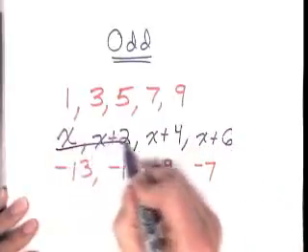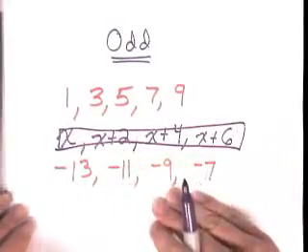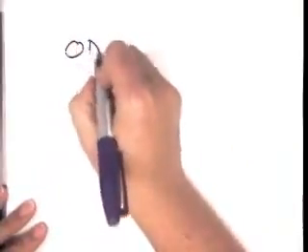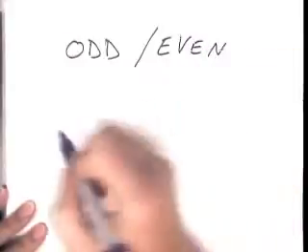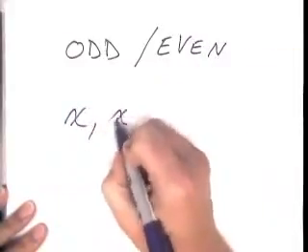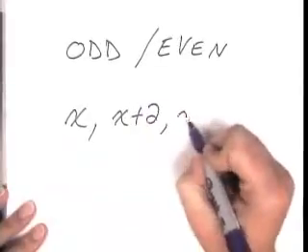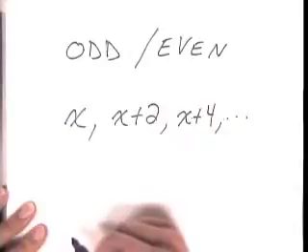Notice that this list matches the one that we just talked about with consecutive evens. So whether the problems say odd or even, we're going to use the same setup for solving them using algebra. We're going to let x be the first number, and then x plus 2, and then x plus 4. And if we need more, we would have x plus 6, x plus 8, and so on.